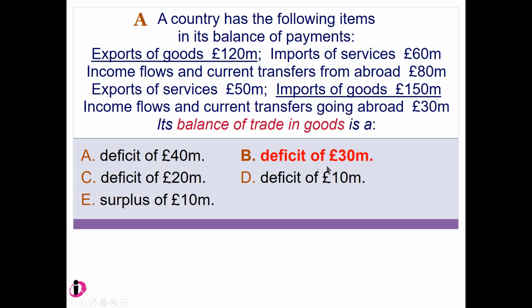In other words, we are running a deficit of 30 million. We have sold less than what we've purchased. In other words, we have earned less than what we've spent. We are running a deficit. We'll need to cover the shortfall between these transactions. And in the next video, we will explain how exactly this happens.